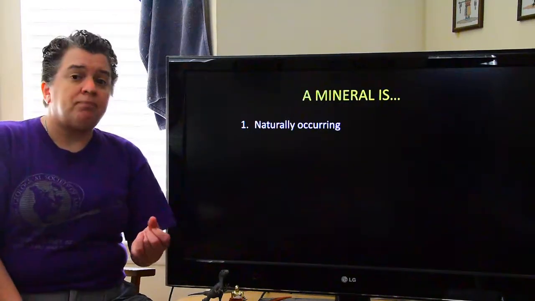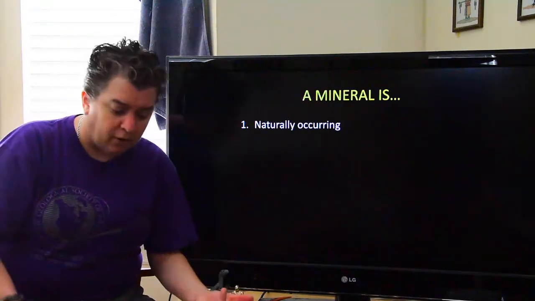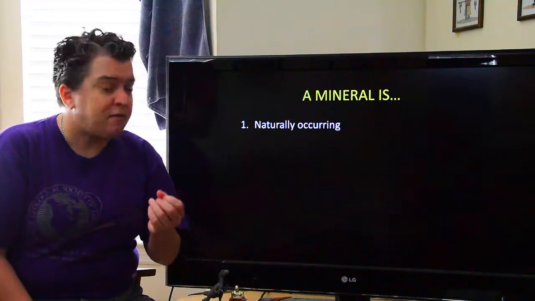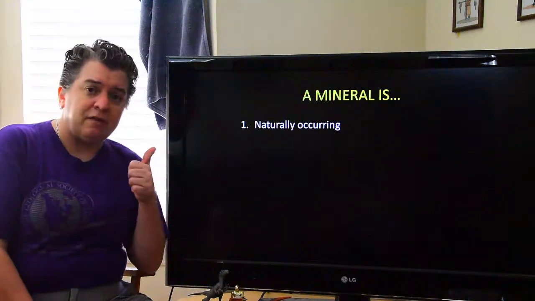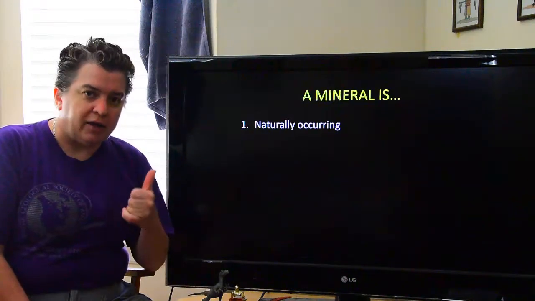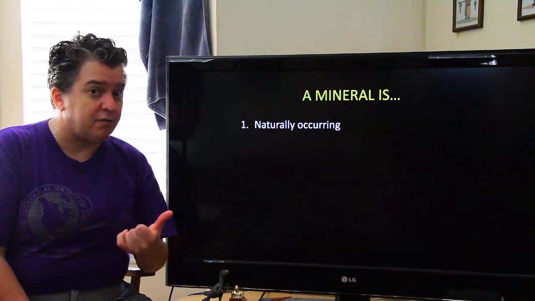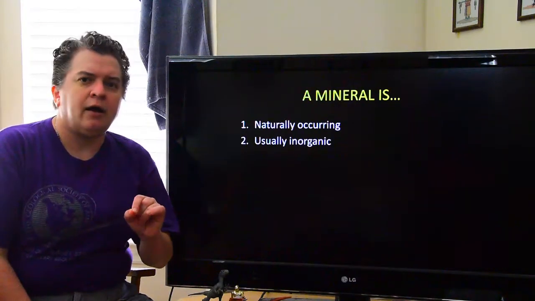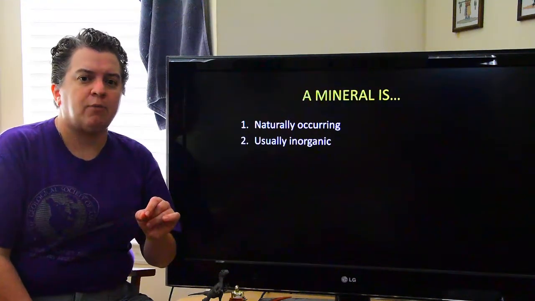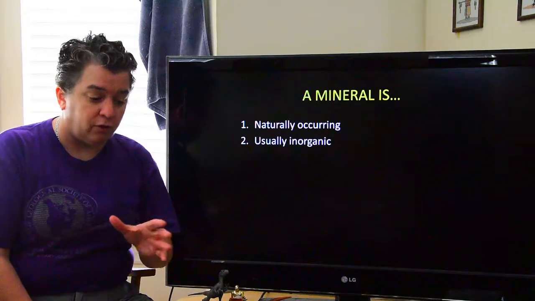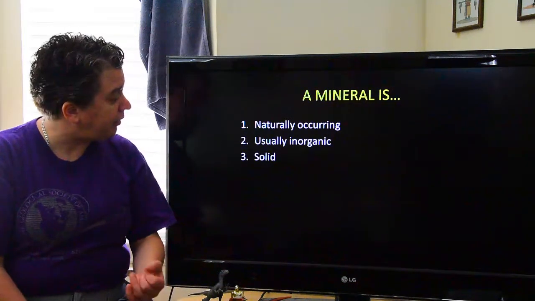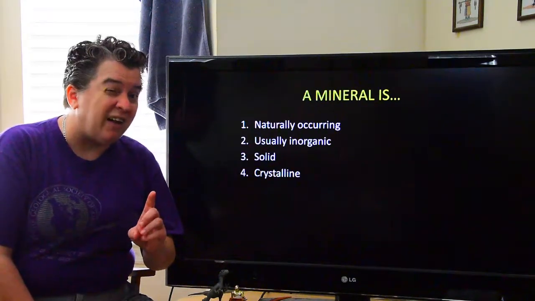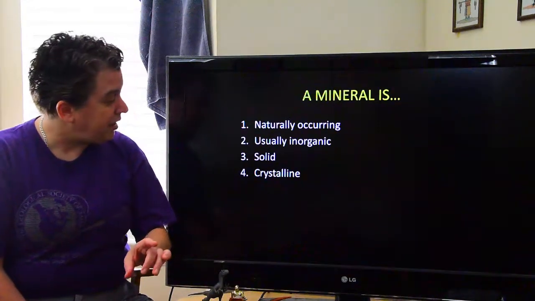And a mineral, not every substance on Earth is a mineral. There are 5 characteristics that make something a mineral. Every mineral is naturally occurring. Nature has to be able to make this thing. It's not something we only make in a lab. It's usually inorganic. There are a few exceptions to that, but by and large, the majority of minerals are inorganic. It is solid, and more than just being a solid, it is crystalline.